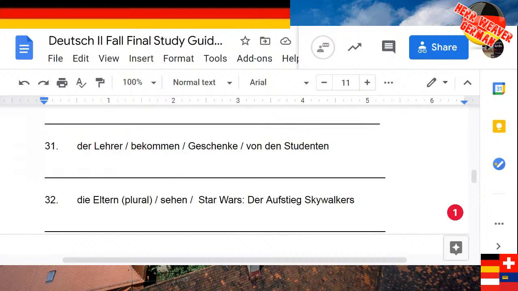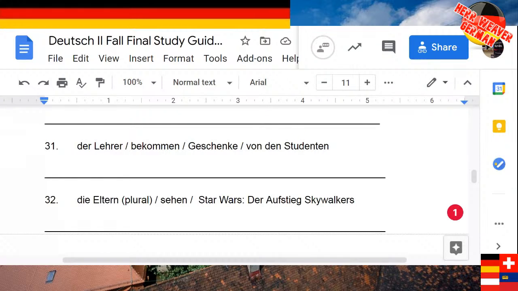Here's what I wrote. On this kind of thing on the test, the first blank is the helping verb, either haben or sein, depending on the other verb. And the last blank is the past participle, like gewesen, gegessen, gefahren. Yeah, GE something.